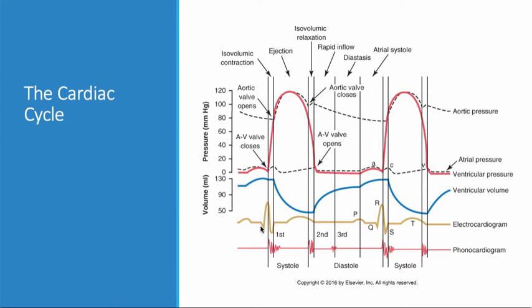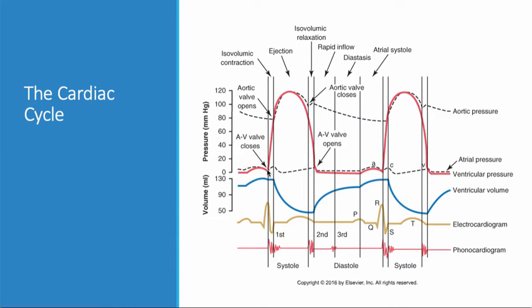Then the beginning of the QRS complex, which corresponds with the first heart sound, or S1, begins this period of isovolumic contraction. Now, I want you to understand this because it becomes very important when we're talking about aortic stenosis. No blood is ejected from the heart during this period of isovolumic contraction.